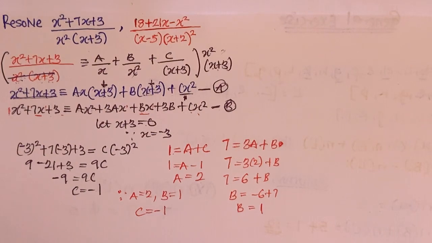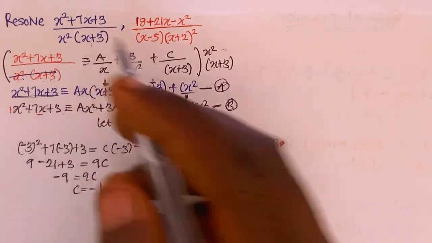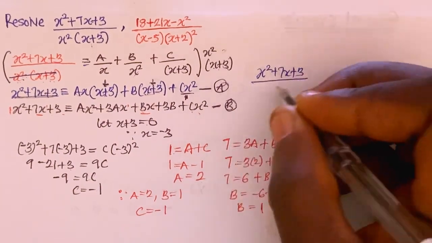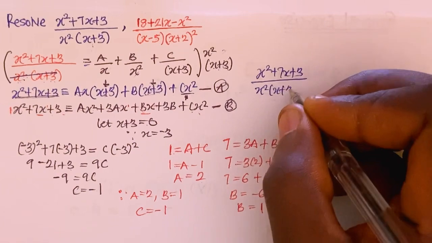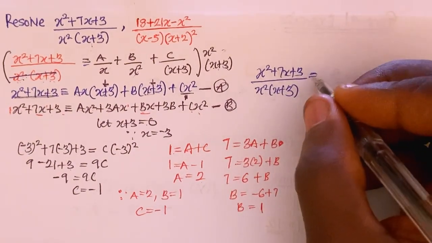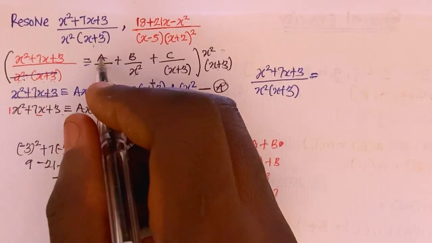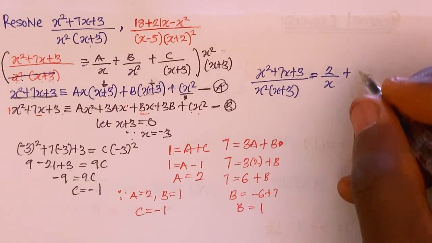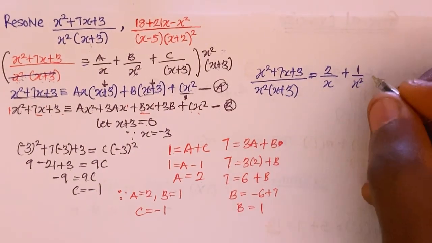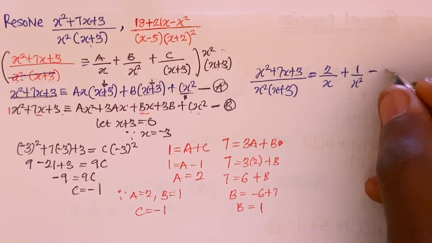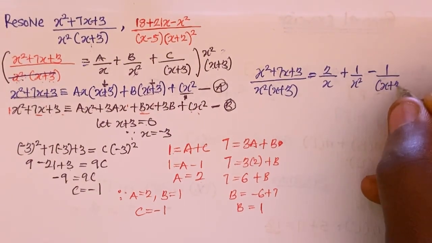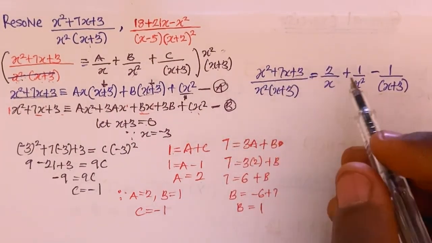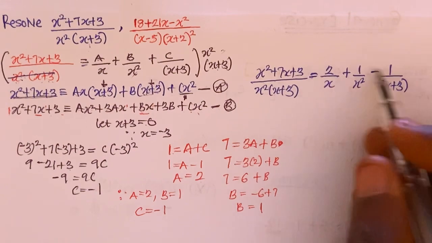So what I'm going to do is come back to this expression. The expression x squared plus 7x plus 3 divided by x squared into bracket x plus 3 is equivalent to, now I'm going to put equal, my a. My a is what? That's 2, right? So this is 2 over x, then plus my b, which is 1 over x squared, then plus c. My c is actually minus 1, that's minus 1 over x plus 3. So this fraction is actually expressed into partial fractions. This is a partial fraction expression of this fraction.